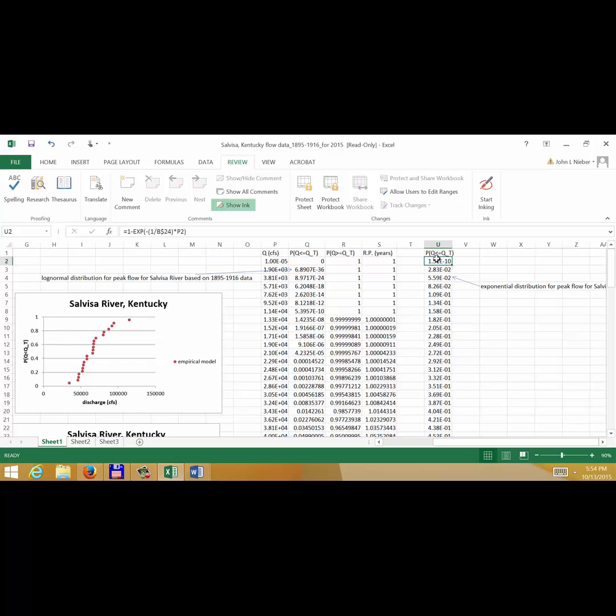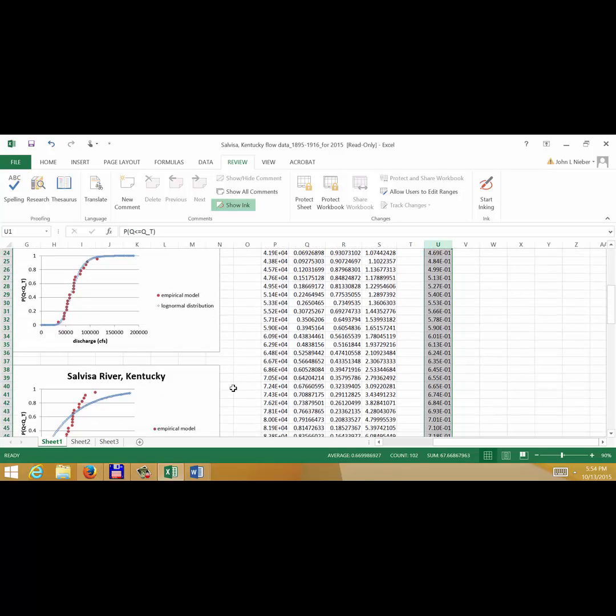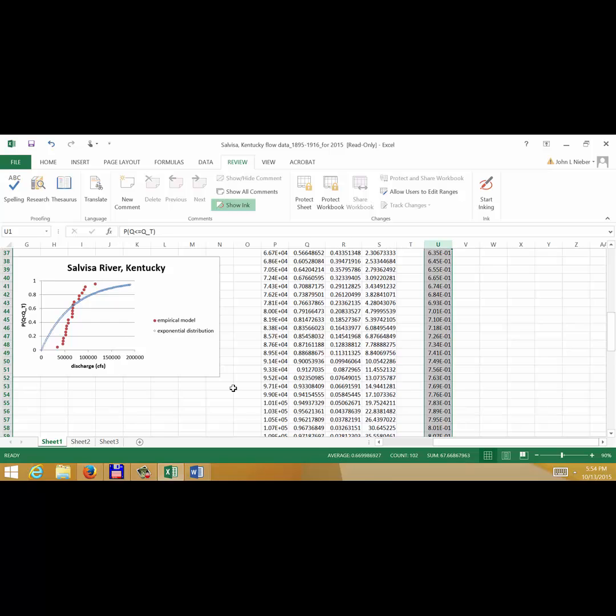Alright, so now if I plot these values of Q versus the values of P here, I get the plot of the exponential distribution. We still have our same empirical model, given by the red dots, and the exponential function is given by the blue squares. And we can see that that function does not fit the data very well at all.